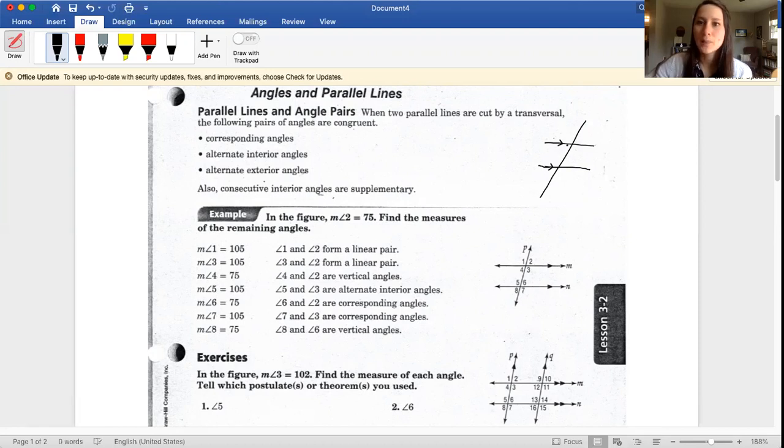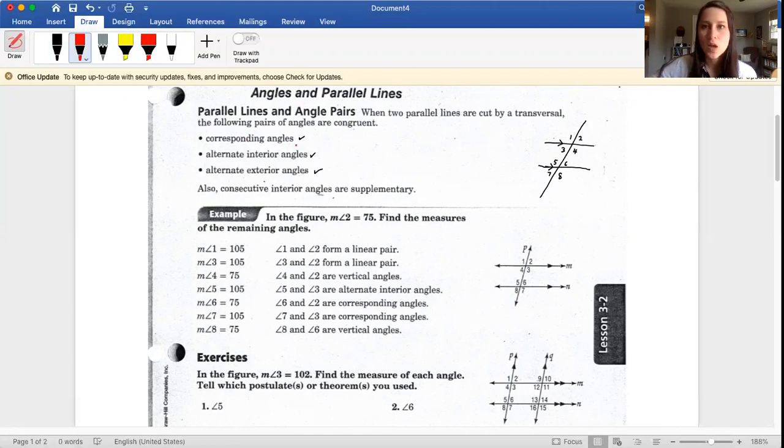Something interesting happens when we see parallel lines being intersected by a transversal. If you are familiar already, we looked at interior angles, exterior angles, alternate interior angles, alternate exterior angles, corresponding angles and consecutive interior angles. One interesting thing is that corresponding angles, alternate interior angles, and alternate exterior angles are all congruent when two parallel lines are cut by a transversal. So let's take a look at what that would look like.